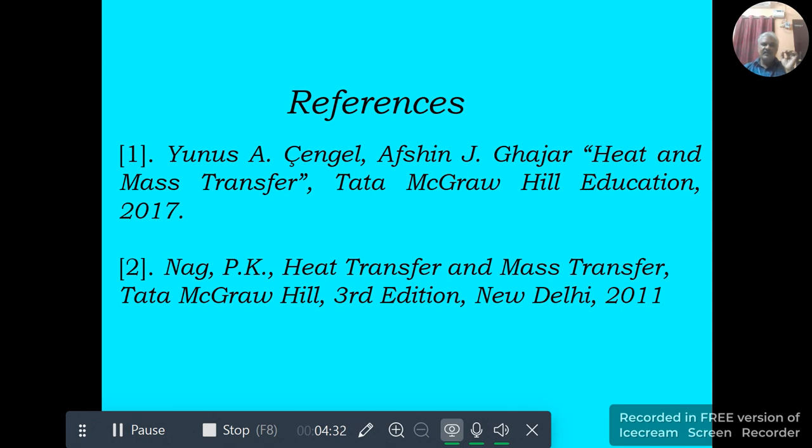These are the references which we have referred for these three modes of heat transfer: conduction, convection, and radiation. In the forthcoming video lecture series, we will focus on the fundamental heat conduction equation. Thank you.